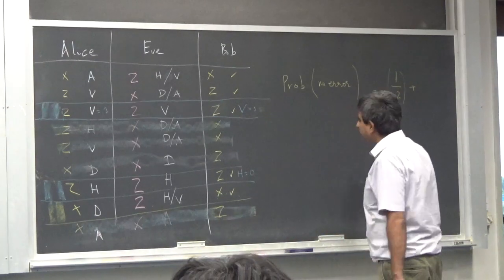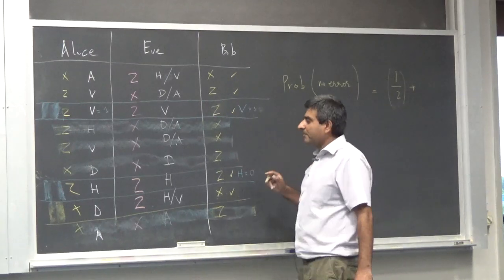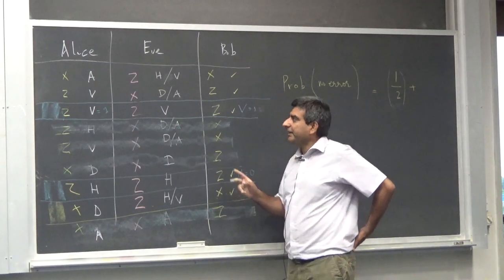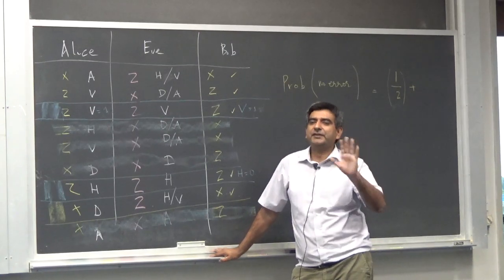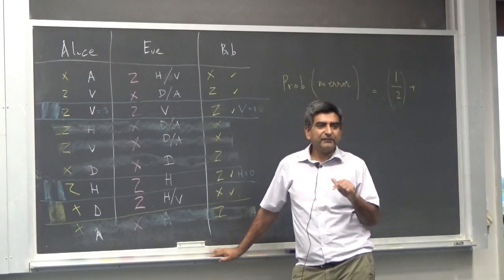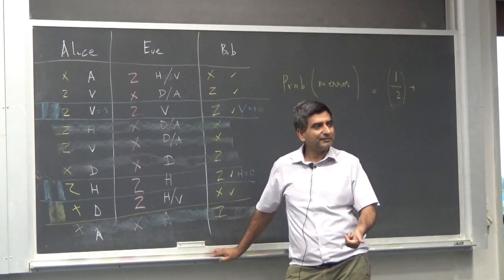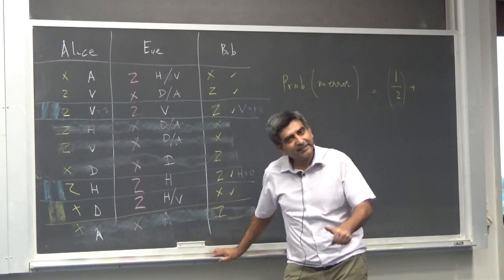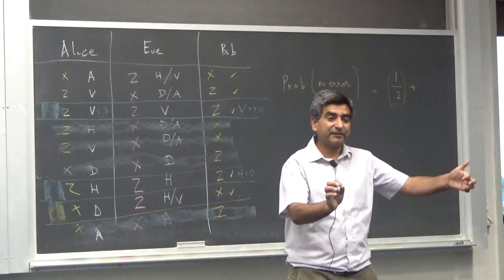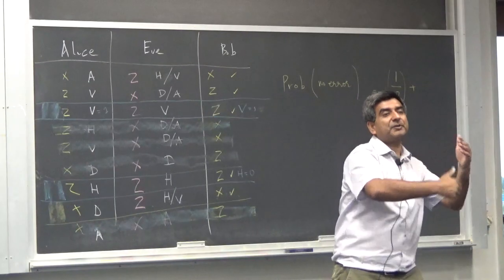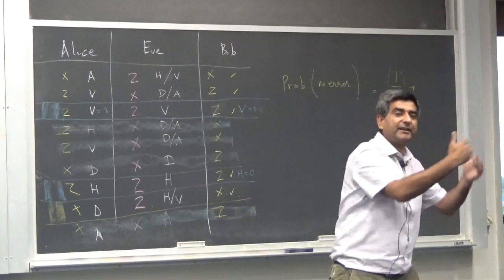So half plus. Now there are some possibilities even when Eve chooses the incorrect basis. Now I'm using this correct, incorrect basis terminology, I hope you understand what it means. Eve is choosing the incorrect basis, but still she generates her photon, and when Bob, who has chosen the correct basis, measures, he can have two possible outcomes. One of those is correct and the other is incorrect.